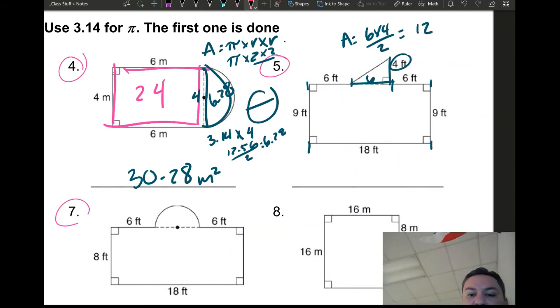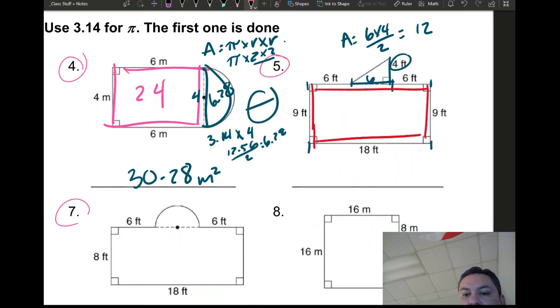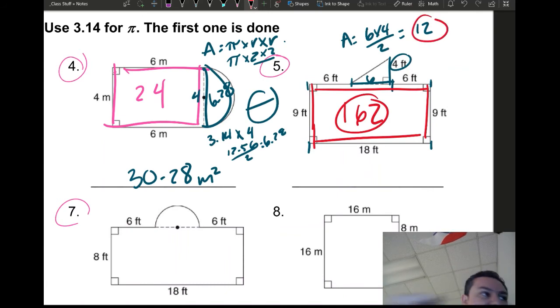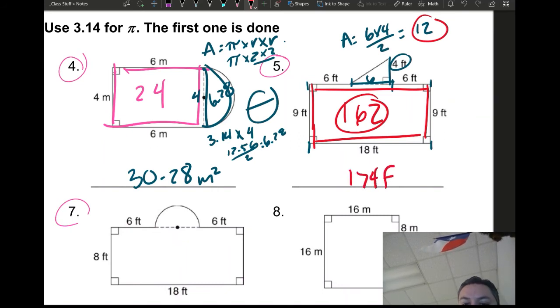Now for the rectangle, it's a 9 by 18. Okay? Base times height, 9 times 10 is 90. 9 times 8 is 72. So this is 162. Add them together, this and this, and you get 174 feet squared.